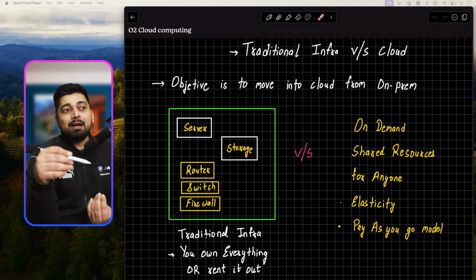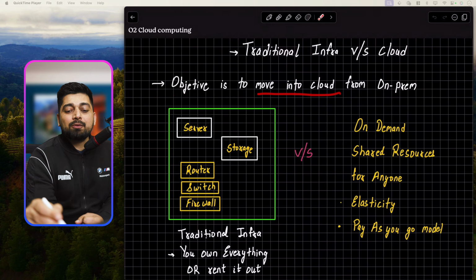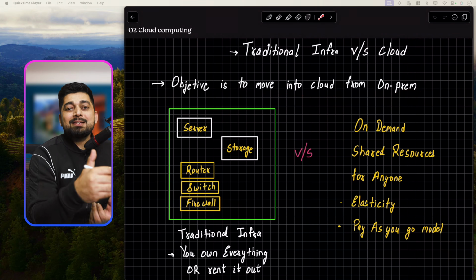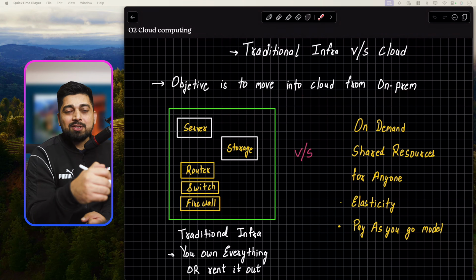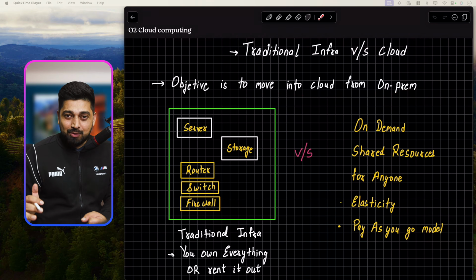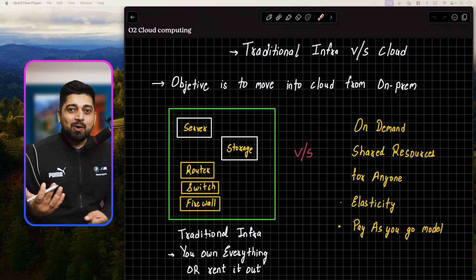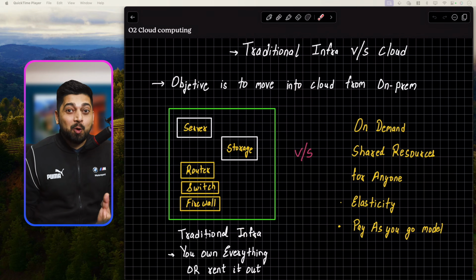So first of all, you'll be facing a lot of questions in this exam where the objective is to move into the cloud from on-prem. On-prem is another term known as on-premises, when you have your racks and servers and RAMs and storage, everything in-house. Yes, this used to be the days, and I have worked with one such company in my college days where there was this guy who had all this infrastructure at his home.